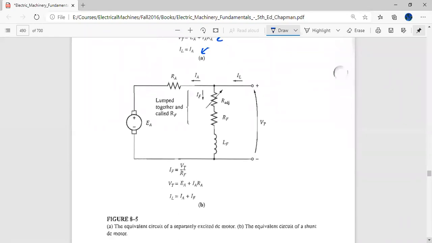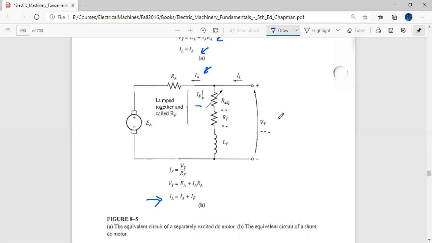Now, this is an example of a shunt DC machine. The difference between the separately excited and the shunt is that in the separately excited, two DC sources are used, one to excite the armature, one to excite the field. In this one, only one DC source is used, and the field circuit and the armature circuit are attached in parallel. So if VT were fixed in this diagram and RF and R adjustable were fixed, then IF would be constant. But note that IL is a sum of the two currents. This is the difference between the previous case and this case. The load current is now the sum of the armature current and the field current.